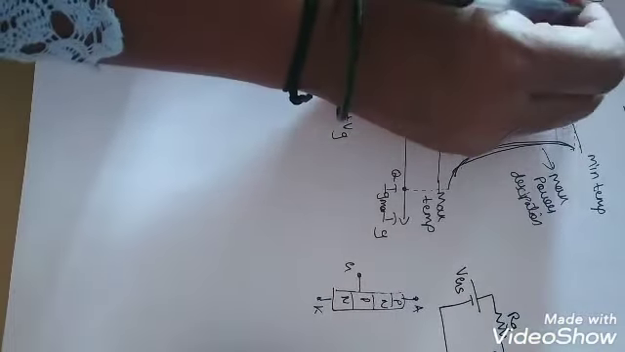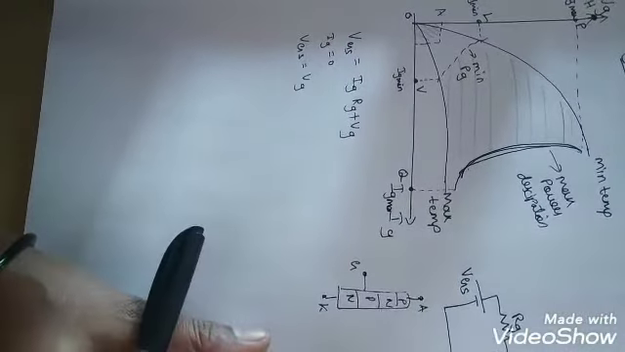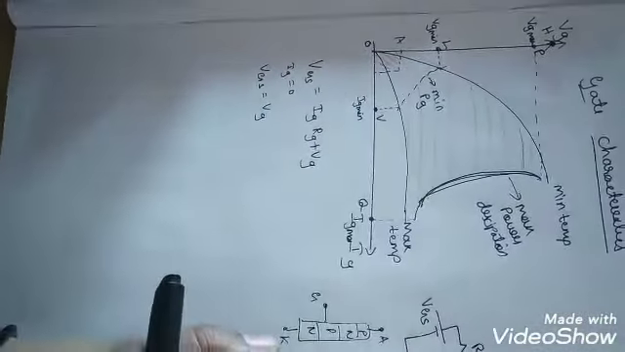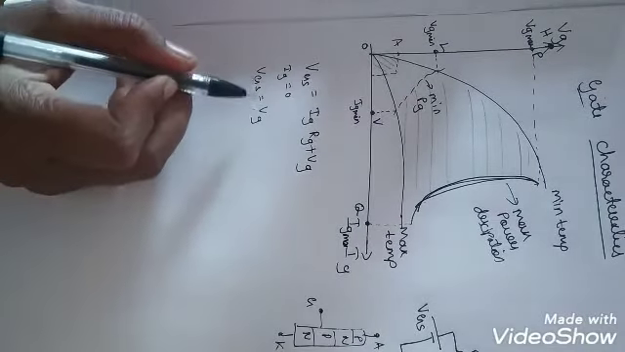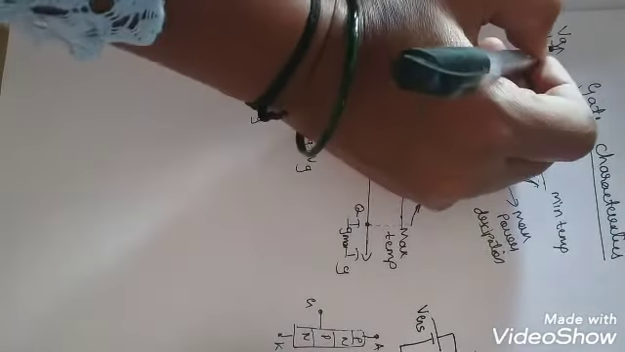Call this as a point H. Where? So here VGS is equal to VG is equal to VGS. Call this as a point H.